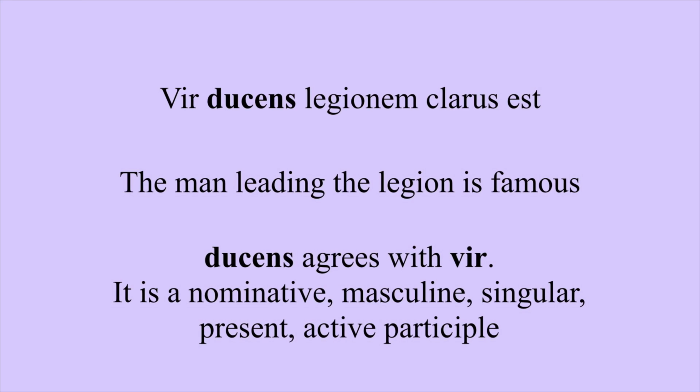So our first sentence, Vir ducens legionem clarus est. The man leading the legion is famous. So the man leading, that's our -ing word, ducens, the legion is famous, right? So ducens is our present active participle. It is nominative, masculine, and singular. So that's how we know that it is agreeing with vir, and it's present and it's active, which is how we know to say leading.